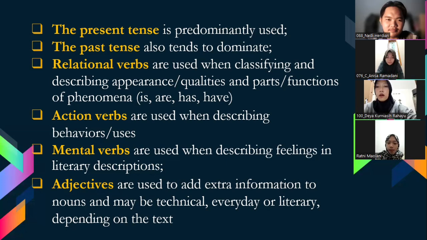Number five, mental verbs are used when describing feelings in literary descriptions. And the last one is adjectives, which are used to add extra information to nouns and may be technical, everyday, or literary depending on the text. I think that's enough for me.